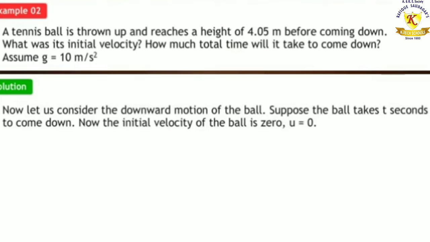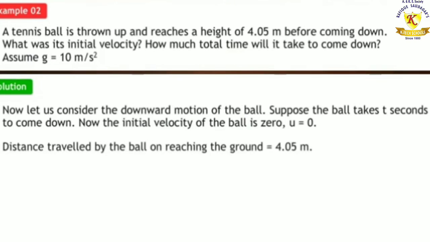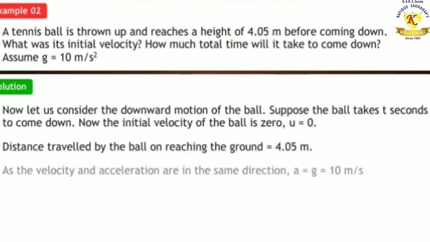Now let us consider the downward motion of the ball. Suppose the ball takes t seconds to come down. Now the initial velocity of the ball is 0, that is, u equals 0. So the distance travelled by the ball on reaching the ground is 4.05 meter. As the velocity and acceleration are in the same direction, a equals g equals 10 meter per second square.